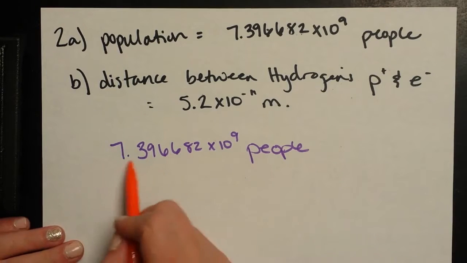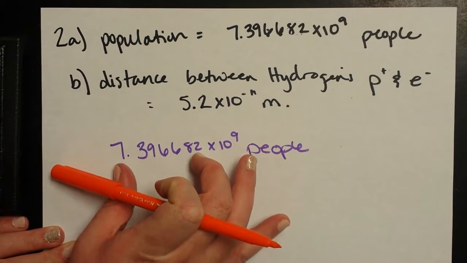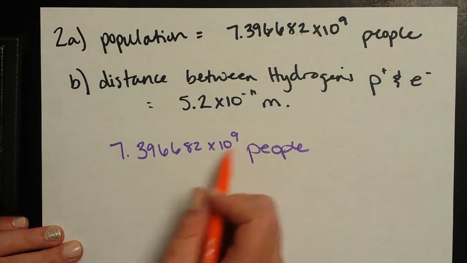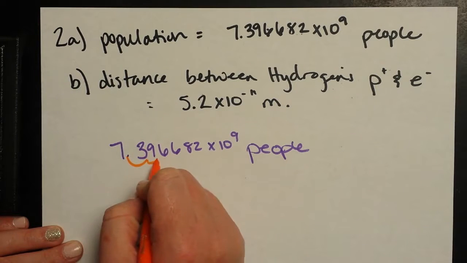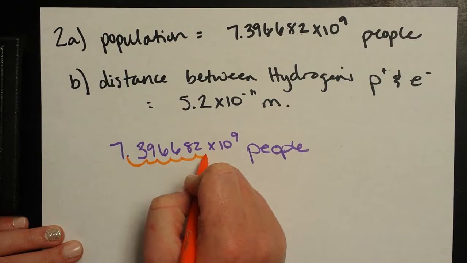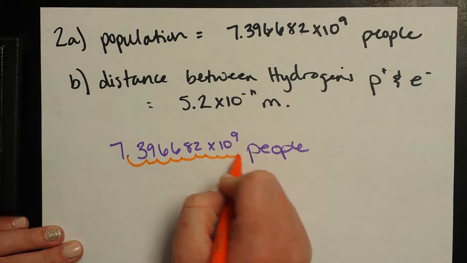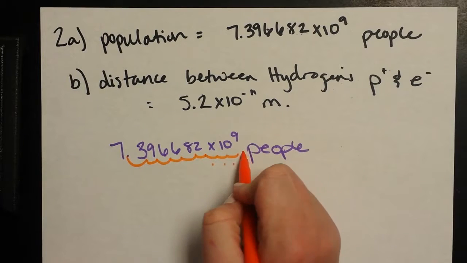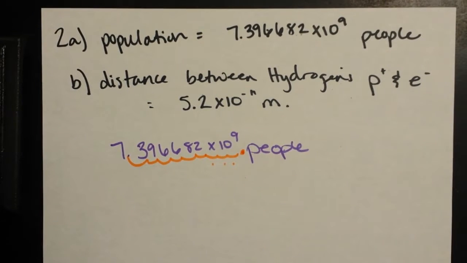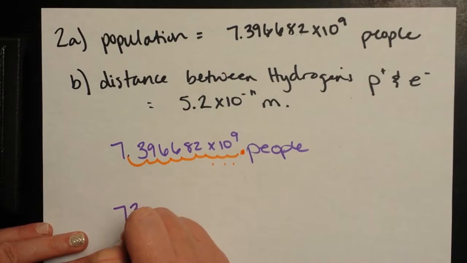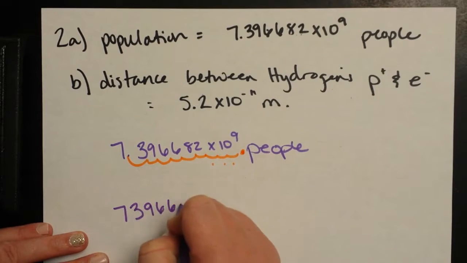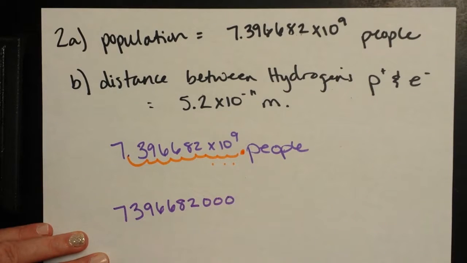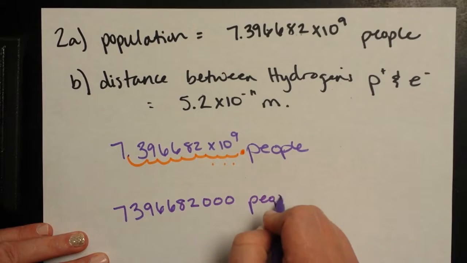Okay. So what this is telling me is I need to take this number, 7.396682, and multiply it by 10 nine times. If I multiply it by 10 one time, it goes there, 2 times, 3 times, 4 times, 5 times, 6 times. Oops, I need 3 more spots. 1, 2, 3. That means I'm going to need 3 placeholders to put my decimal place where I want it. So now I've got 7396682 with 3 placeholders, 1, 2, 3, and it's still that many people.